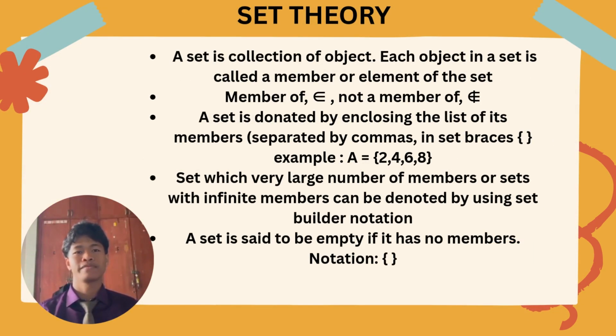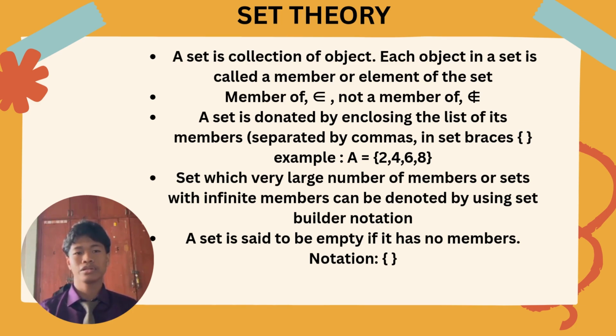Set theory. A set is a collection of objects. Each object in a set is called a member or element of the set. Member of we label as ∈, not a member of we label as ∉. A set is denoted by enclosing the list of its members, separated by commas, in set braces.